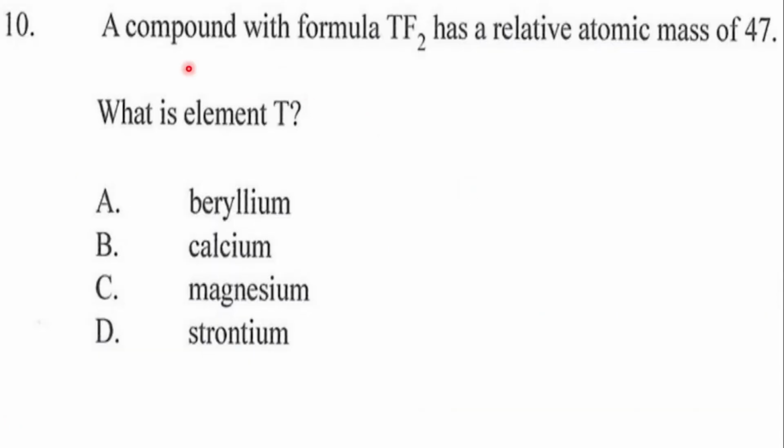Question number 10 says, a compound with the formula TF2 has a relative atomic mass of 47. What is element T? Is it A, beryllium? B, calcium? C, magnesium? Or D, strontium?